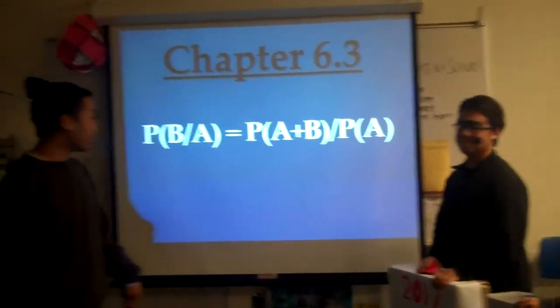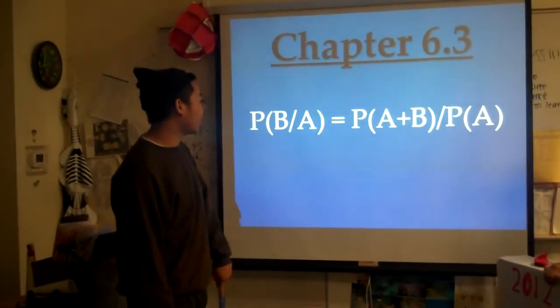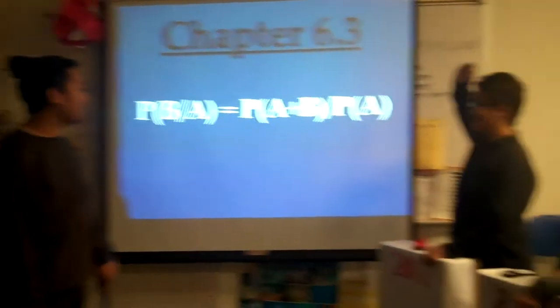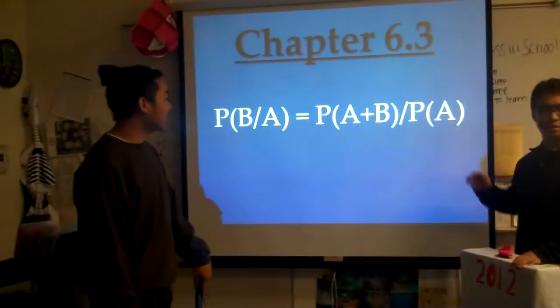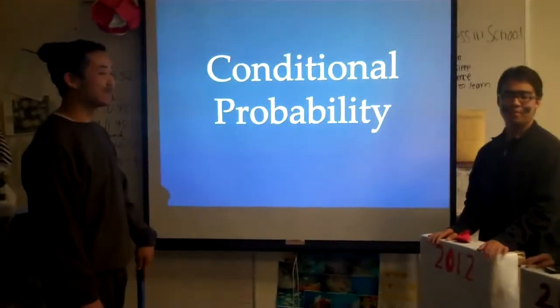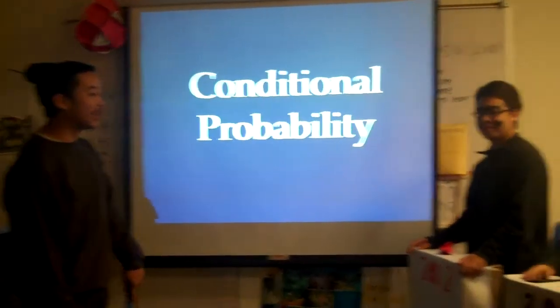For chapter 6.3, the answer for the formula: probability of B given A equals probability of A and B divided by probability of A. Yes, Tim? Conditional probability. Yes, that's correct. You get 300 points for this round.